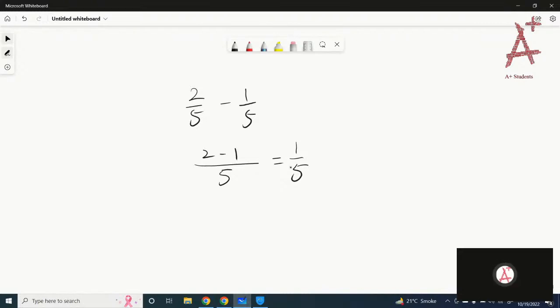So this is already in simplest form. You don't need to divide them. Got it?